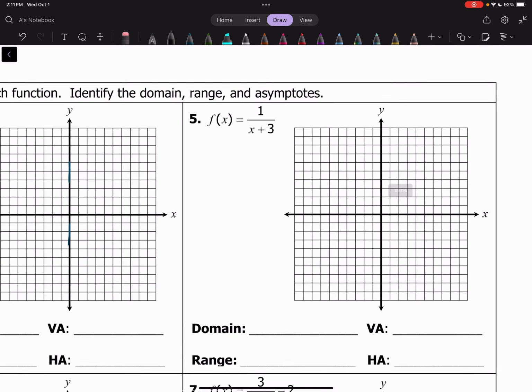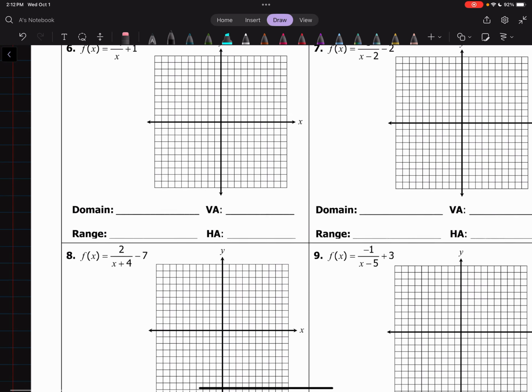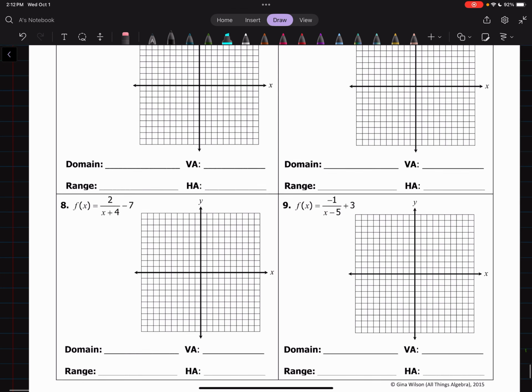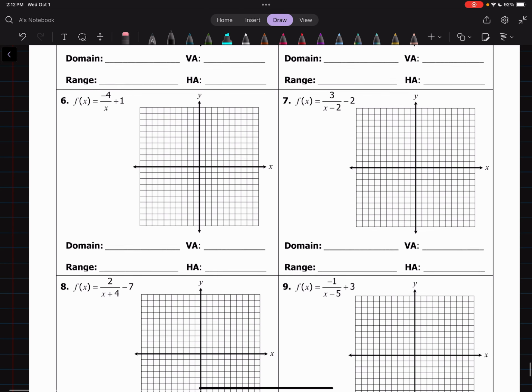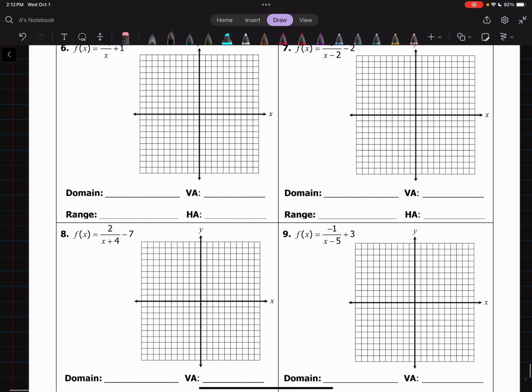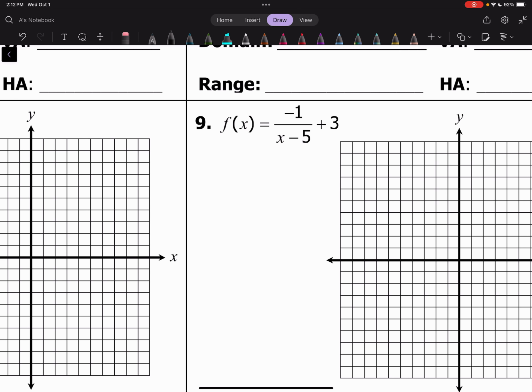Last part. Graph each function, identify domain, range, and asymptotes. You have Desmos. This will be easy for you to do in Desmos. I encourage you not to start in Desmos. Try it by hand. I want to do number 9 with you. I'm going to let you do the rest because, again, you do have Desmos, but I want to show you how to do 9 by hand.